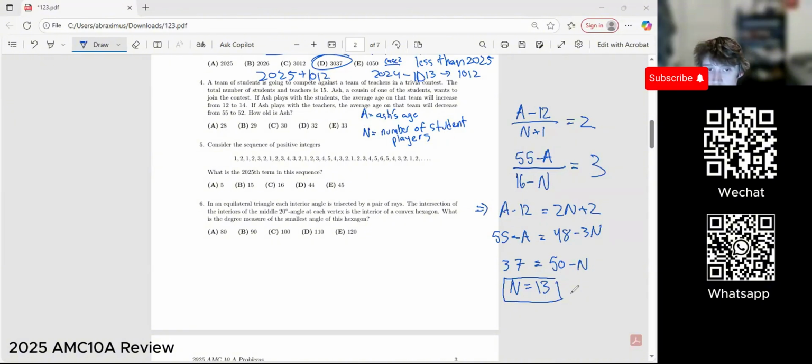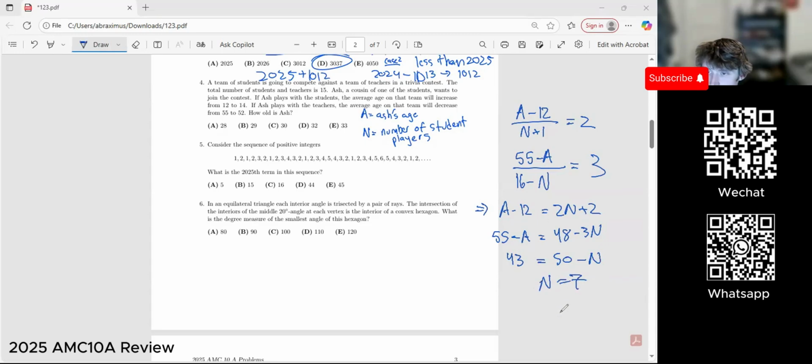So that means that there are 13 student players. No, whoa. Can I solve equations correctly? Just asking for a friend. So this is going to be 43. This is going to be 50 minus n. So n should be equal to 7.